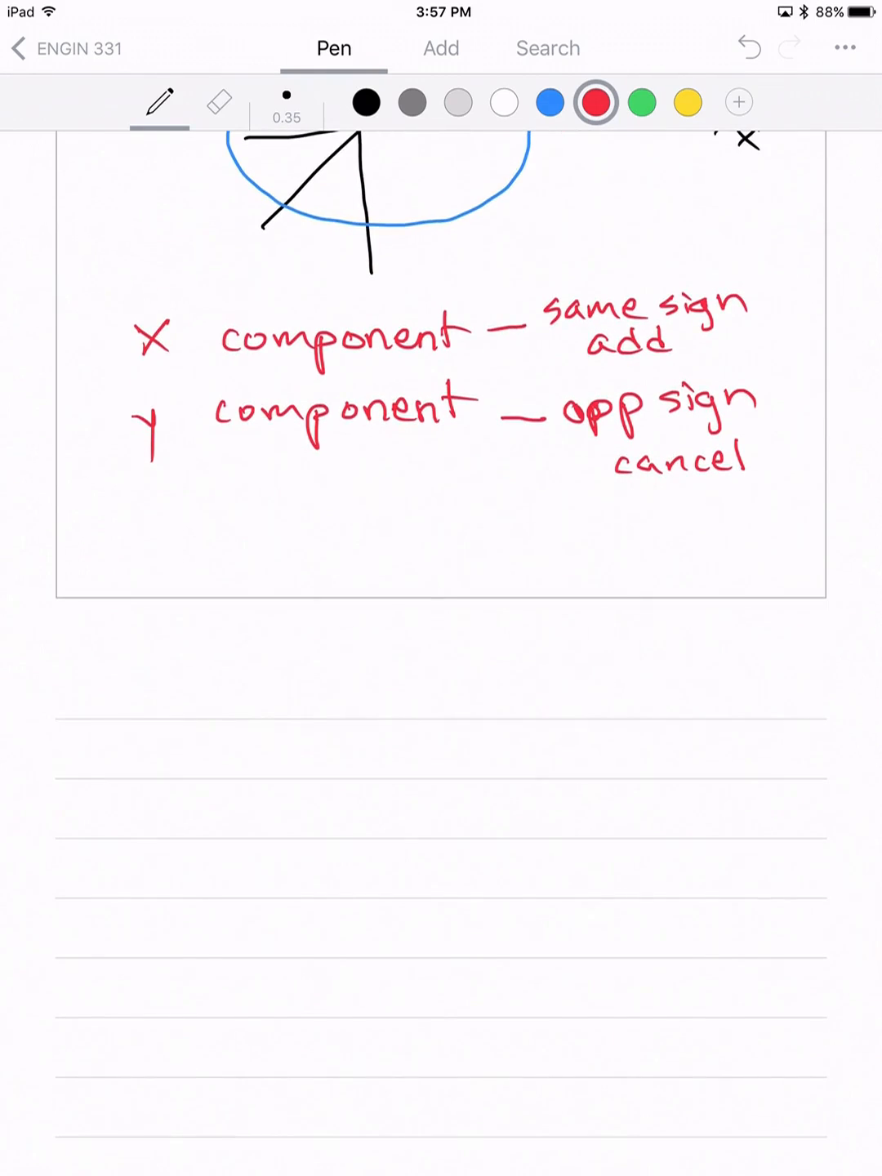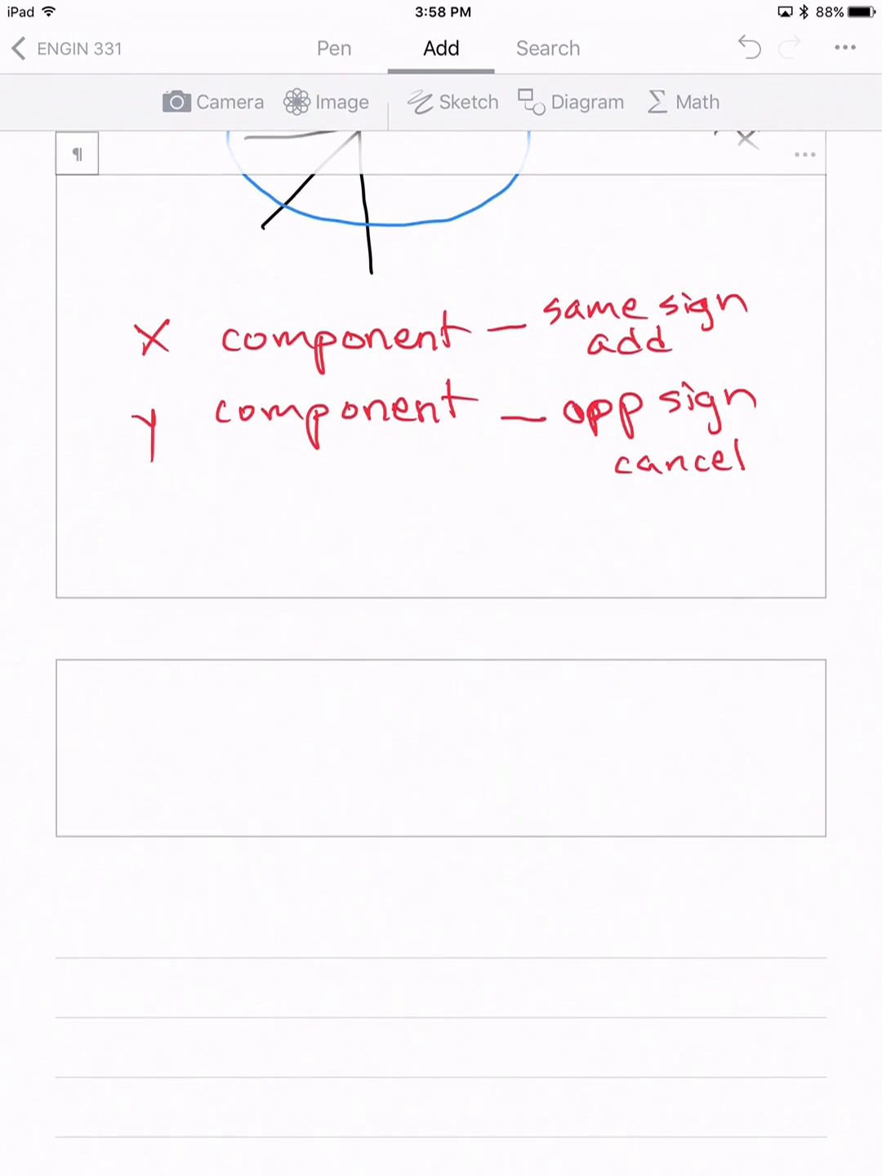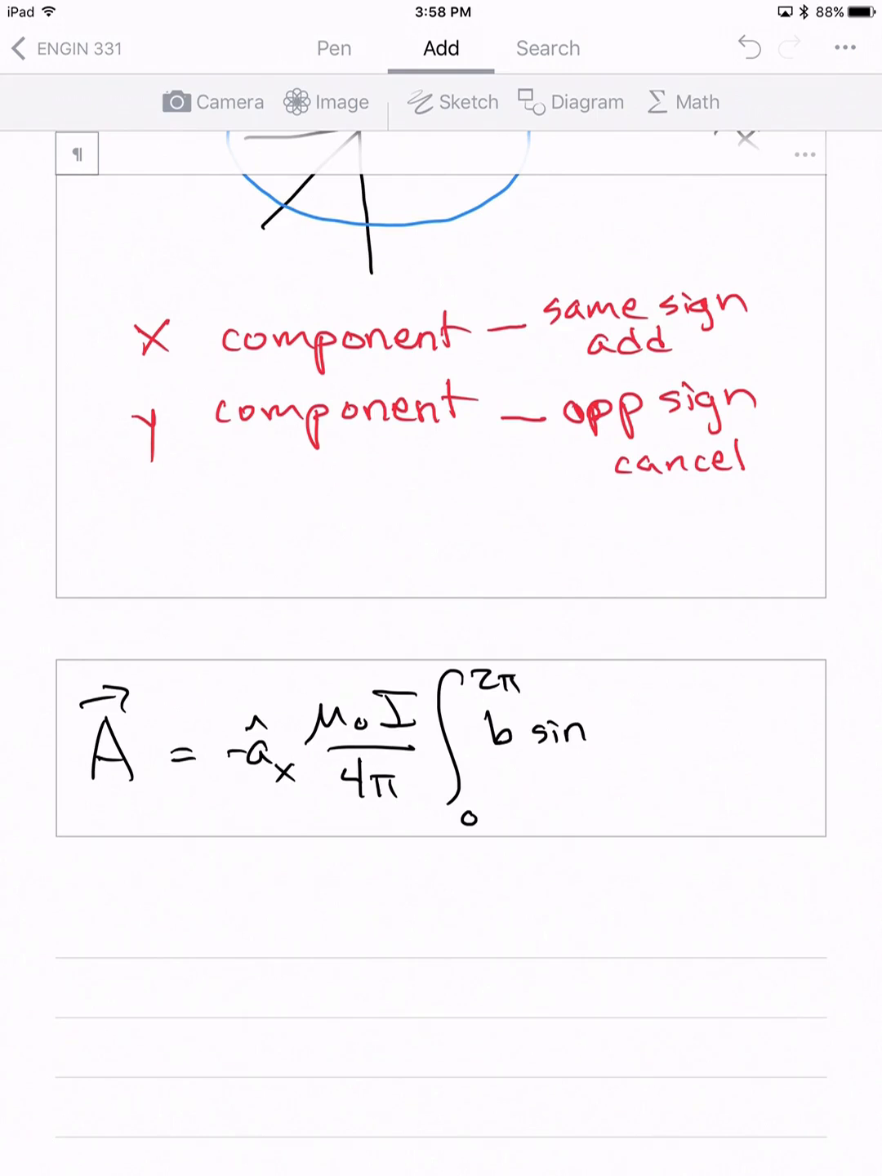So we can then rewrite our integral for the magnetic vector potential as minus a hat x, mu naught I over 4 pi, integral from 0 to 2 pi, b sine phi prime over r1 d phi prime. What I've done here is I have dropped the y component of dl because we have made this symmetry argument that they're always going to cancel out, and we are only going to have the x component contributing to the integral.